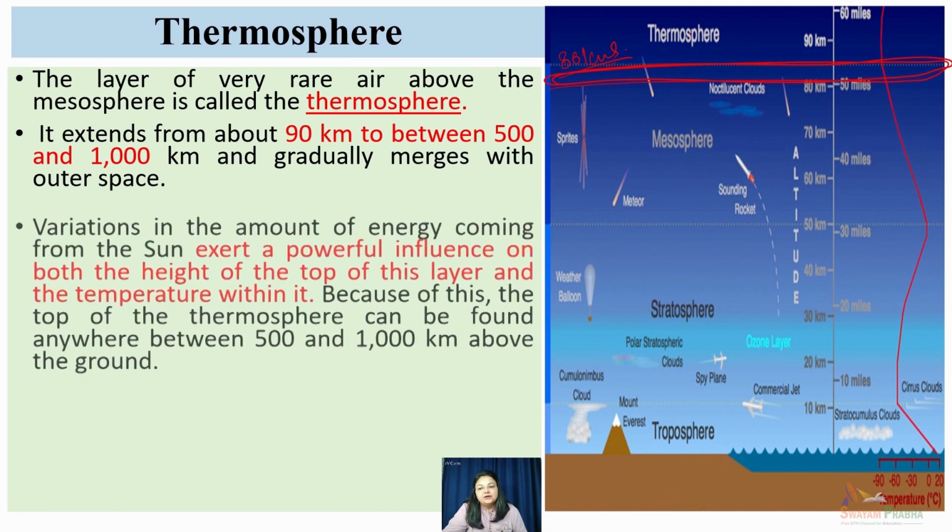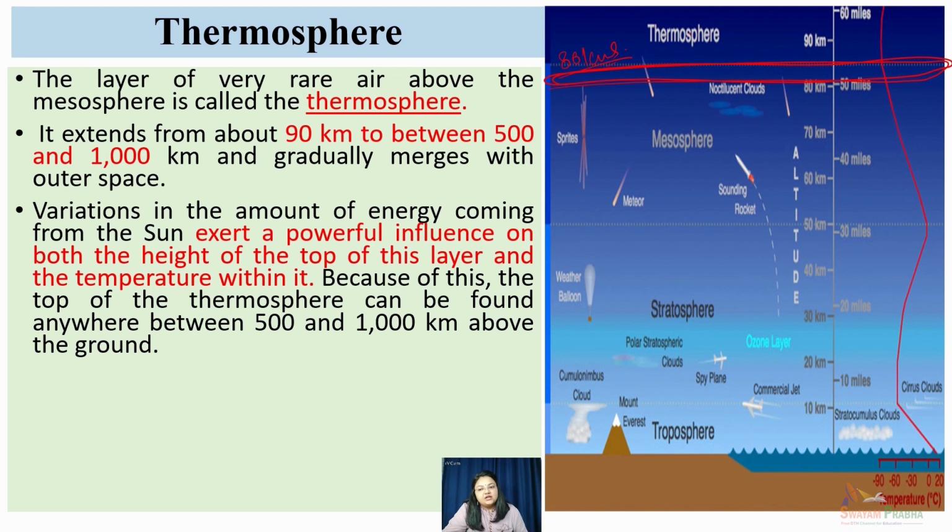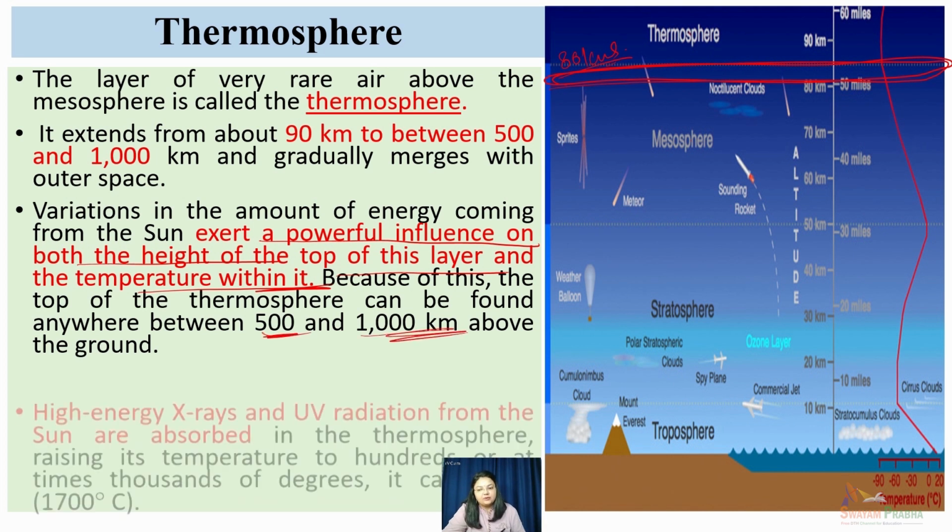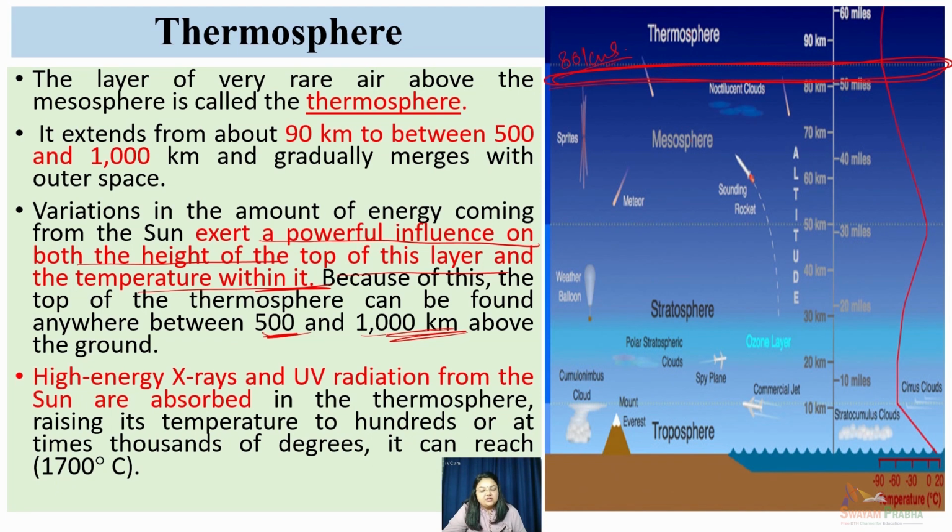Variations in the amount of energy coming from the sun exert a powerful influence on both the height of the top of this layer and the temperature within it, because of which the outer extent, the uppermost limit of the thermosphere, is difficult to demarcate, and it is kept for convenience between 500 and as high as 1000 kilometers above the ground. High-energy X-rays and UV radiation from the sun are absorbed in the thermosphere, raising the temperature to hundreds or at times thousands of degrees.